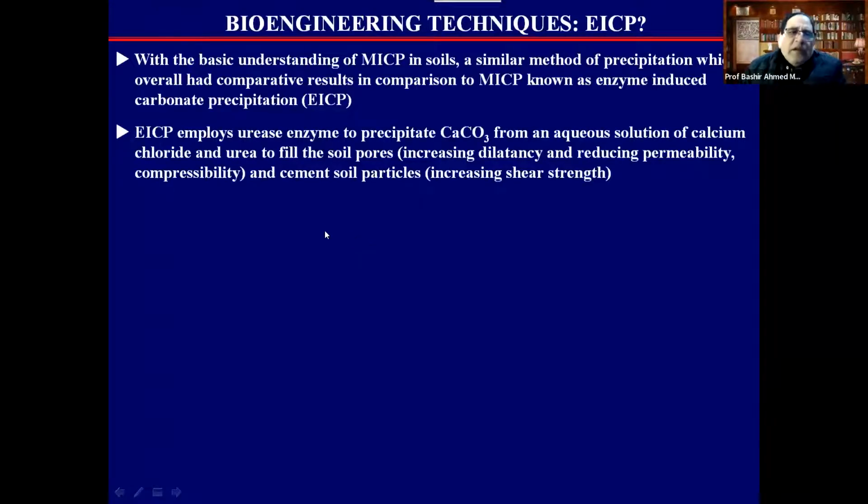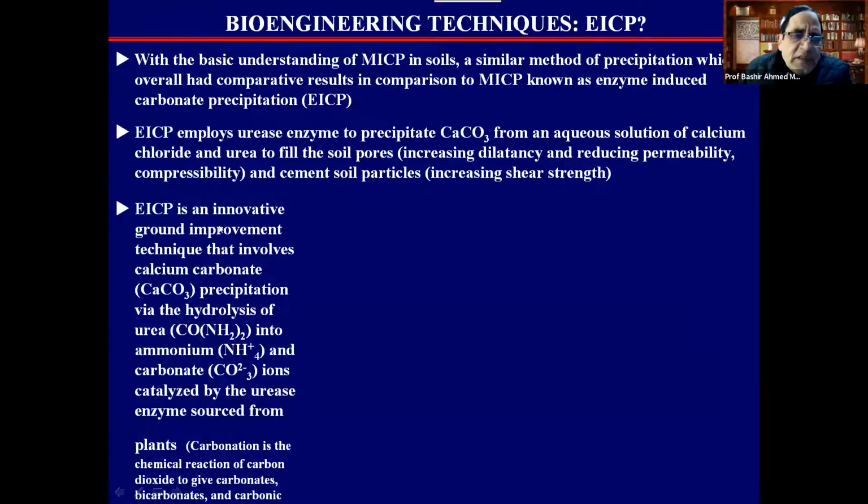Now, the third technique is EICP, which employs the urease enzyme to precipitate calcium carbonate from an aqueous solution of calcium chloride and urea to fill the soil pores, which increases the dilatancy, reduces the permeability and consolidation parameters, and cements soil particles, increasing the shear strength. So actually, this EICP is a very innovative technique that involves calcium carbonate precipitation through the hydrolysis of urea into ammonia ions and carbonate ions, catalyzed by the urease enzyme sourced from plants.